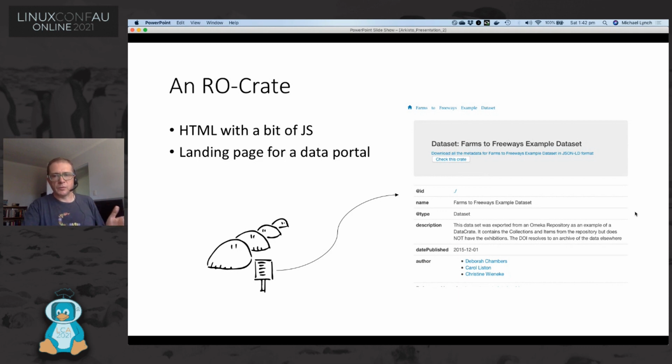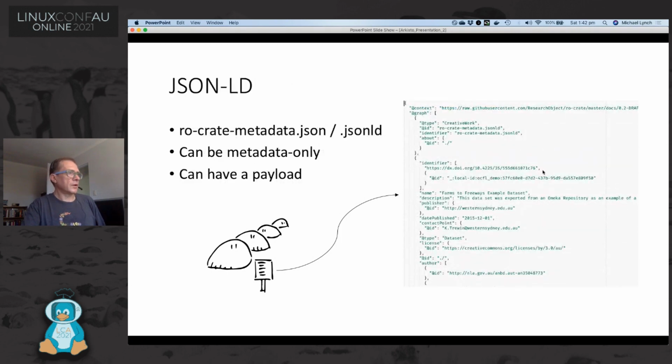So RO-Crates are the descendants of two earlier standards. One of them was Research Objects, which was another effort to make self-describing research datasets, and Data Crates, which Peter Sefton came up with originally, and brought to it this idea of using linked data in JSON to describe things. I'm not expecting people to read through this, but this is what the JSON-LD looks like. The HTML we saw on the previous slide is generated from this JSON-LD, and the JSON-LD contains all of the information, all of the metadata for the RO-Crate.